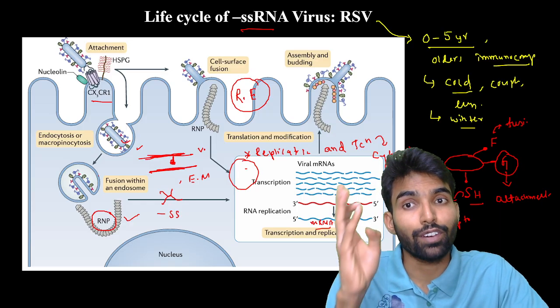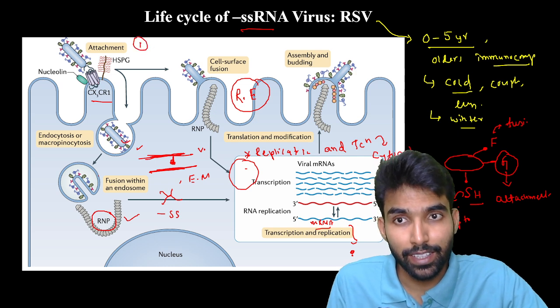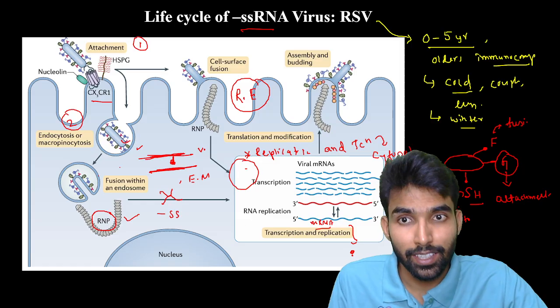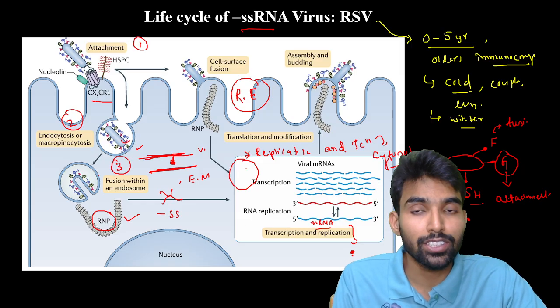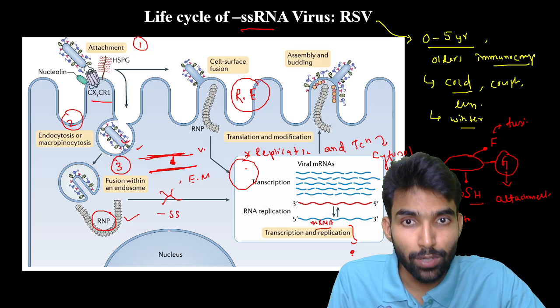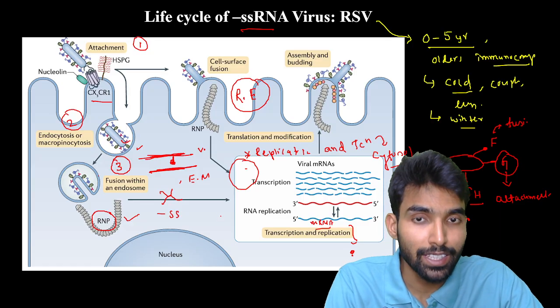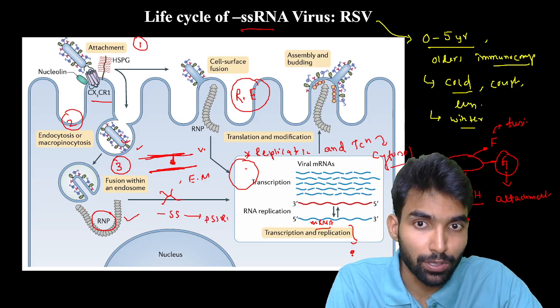So the first thing, the virus needs to attach. Attachment is the first step. Second step is the endocytosis, once the virus is attached to the host cell. Third step is the fusion of the virus and the host cell, and then the genomic material will be released. And once the genomic material is released, as it's a negative sense single stranded virus, from negative sense, positive sense RNA will be formed, right?